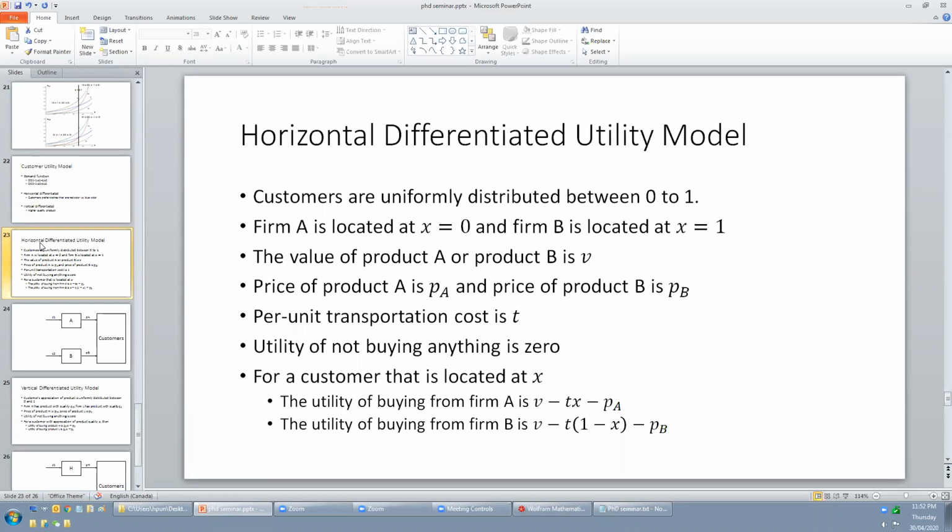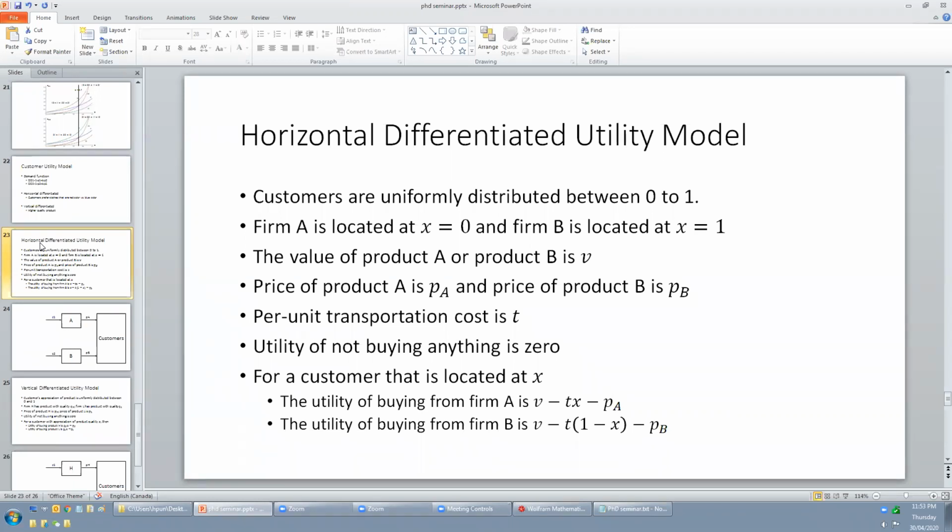You can imagine a scenario where there are two places to sell bottled water. One is located at x equals 0, and the other is located at x equals 1. You can go to either place to buy bottled water, and all the customers are living between these two supermarkets.